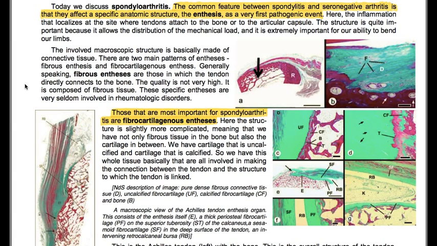Those that are most important for spondyloarthritis are fibrocartilaginous entheses. Here the structure is slightly more complicated, meaning that we have not only fibrous tissue and the bone but also the cartilage in between. We have cartilage that is uncalcified and cartilage that is calcified. So we have this whole tissue that is involved in making the connection between the tendon and the structure to which the tendon is linked.